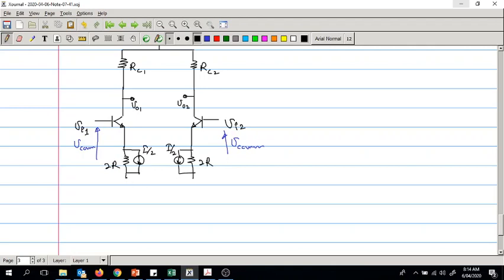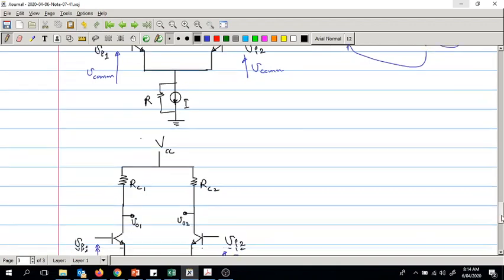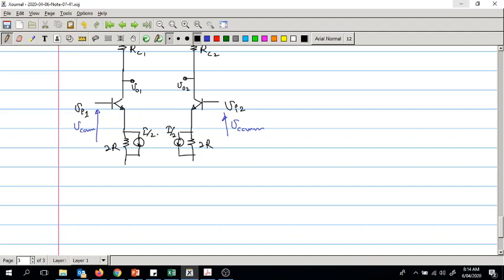Now if you think of this case, I by 2 going across 2R will generate the same voltage as what we had earlier. We had I going through R, which is IR, and here we have I by 2 going through 2R, so it is again IR. So same voltage. That is why I said we can split it into equivalent parts, and they will give you the right effect. So I is like that, I by 2.